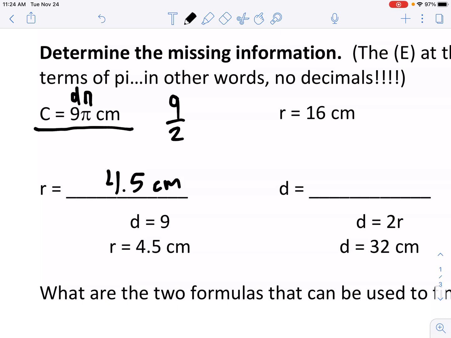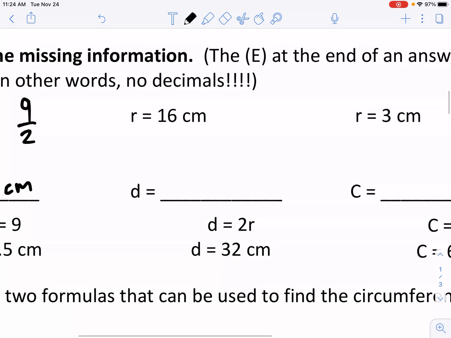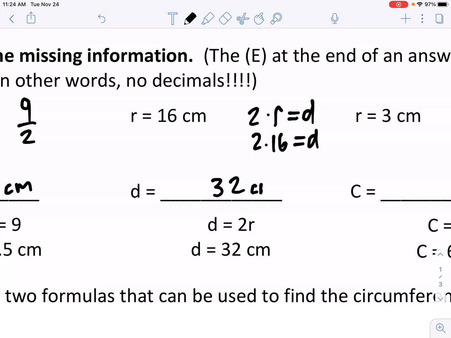Well, what if they give us the radius? Can we determine the diameter? Yeah, it's just working backwards. To get to my diameter, 2 times the radius equals diameter. So twice the radius because it's all the way across. In our case, it's 2 times 16 equals our diameter. So 2 times 16 is 32 centimeters.